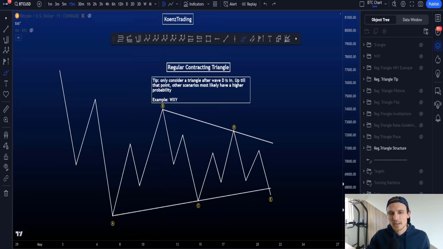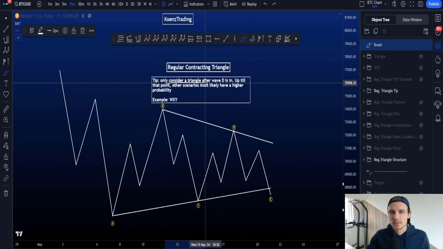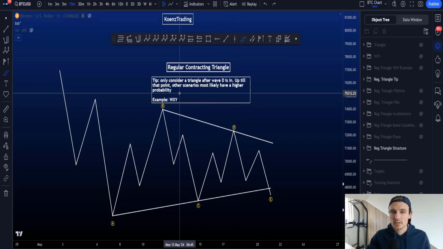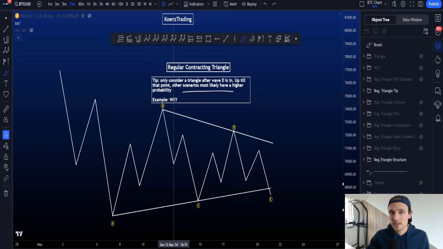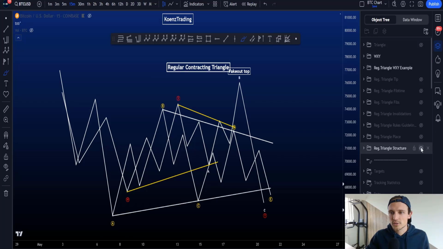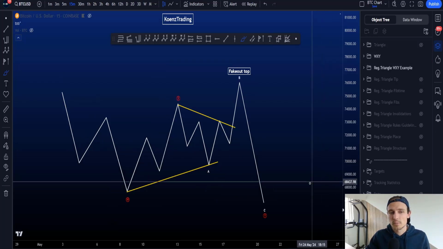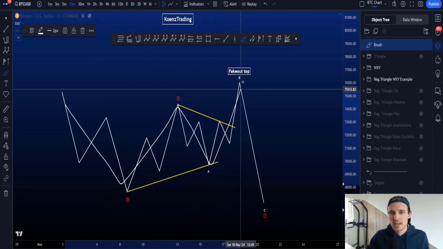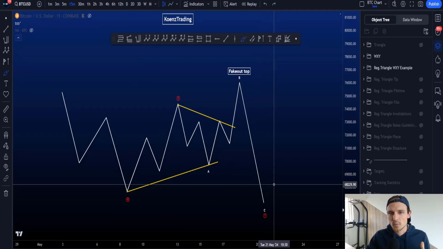An important tip that I like to give you is to only consider a triangle after your wave D is in. Up till that point, other scenarios most likely have a higher probability, and as an example, I have a WXY that I like to show you, which is a sideways double combo with a zigzag in W, zigzag in a wave X, and then a flat structure in a wave Y.